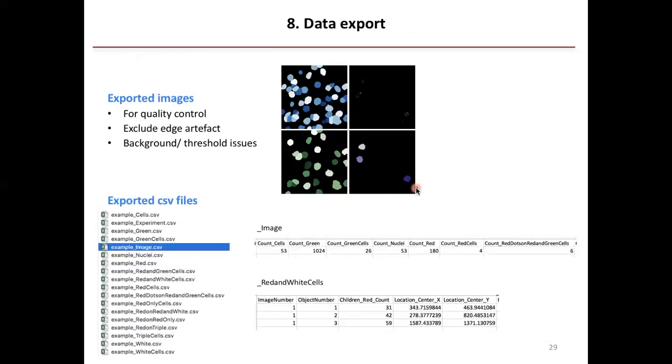These are the exported CSV files. The most important one is the one that says underline image. It contains all the summary information, like the numbers of identified objects. For each object type, there is also an additional file that has information about each individual object. This is an example for all double positive white and red cells. In these tables, I can find expression levels per cell of the ErbB4 transcript, as well as the localization of the cell.